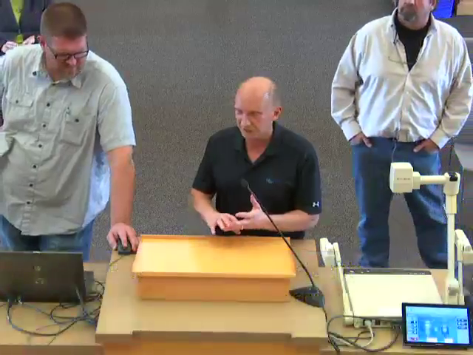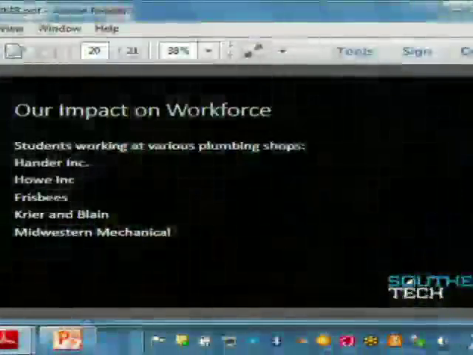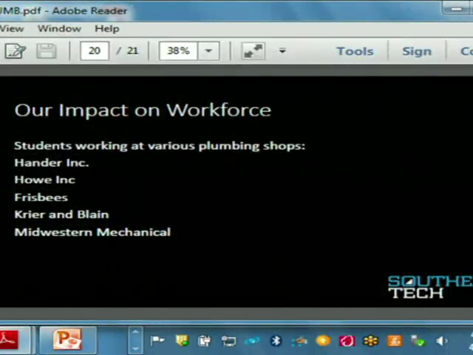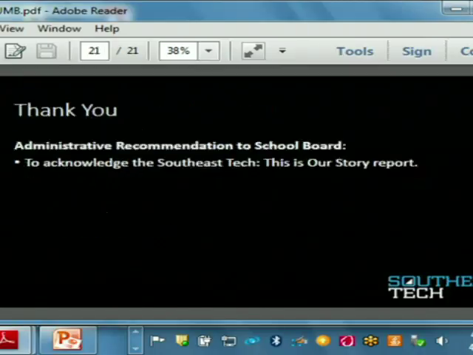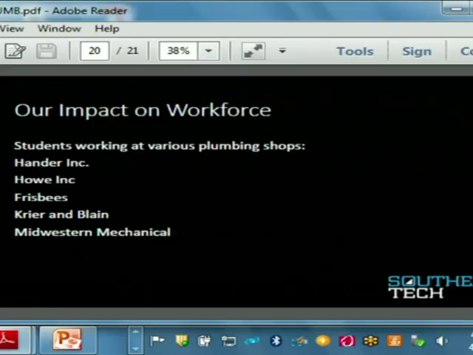There are students that are working locally here: Hander, Howell, Frisbee's, Kern Blaine, Midwestern Mechanical. There's Dieger and Prairie Sons and Brandon. I've had kids from Platte. I know he went back home, Arlington, Minnesota, Iowa, so kind of a tri-state area.